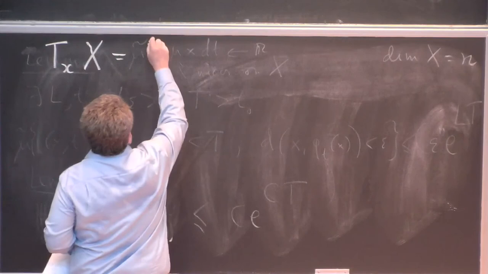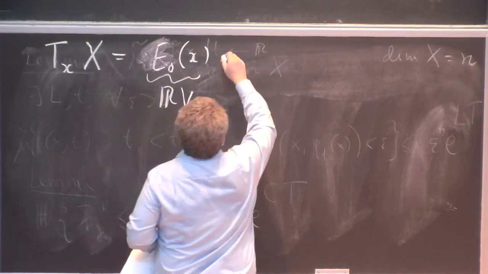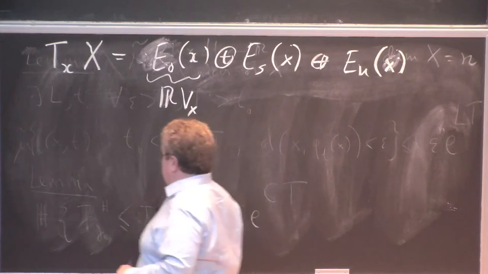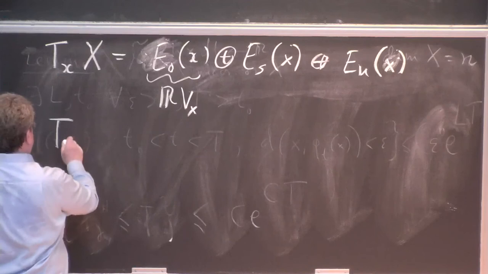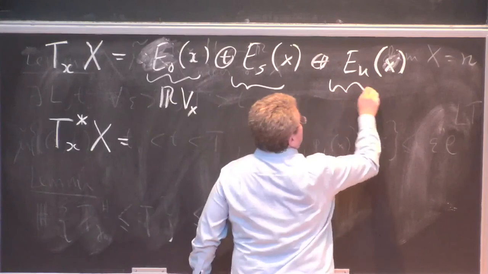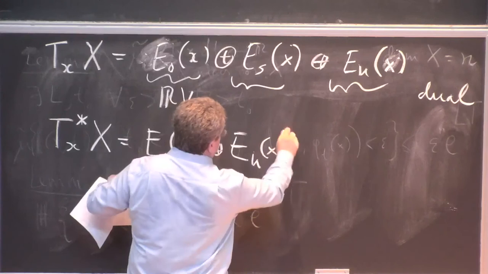So this is, let's call it E naught of x. So this is just the neutral direction R V of x plus E stable plus E U unstable. Oops, sorry, unstable. And then what happens is that we can have a dual decomposition of the cotangent bundle, which is basically we take the duals of this. This, we take a dual of that. So we take duals. And what we get is E0 X star plus E U, so the dual of this will be called E U star, E S X star.